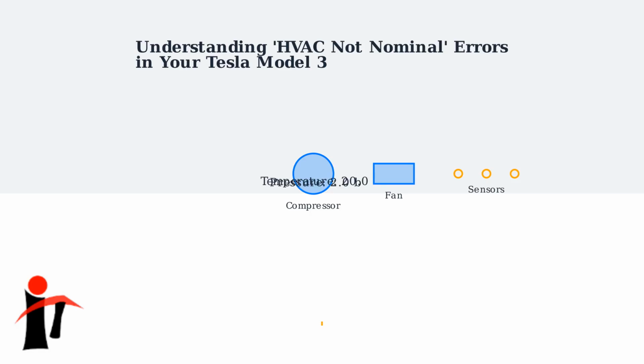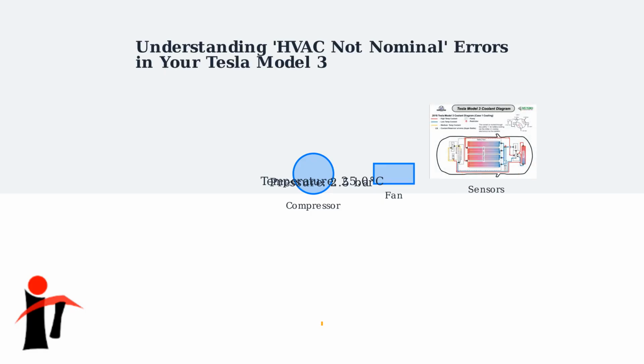The system relies on a variable speed compressor to circulate refrigerant, cabin heaters for warmth, and sensors that monitor temperature and pressure. Here's a diagram showing the coolant flow in the Model 3 HVAC system, illustrating how components work together. The HVAC system integrates with Tesla's autopilot for adaptive climate control, adjusting based on driving conditions.